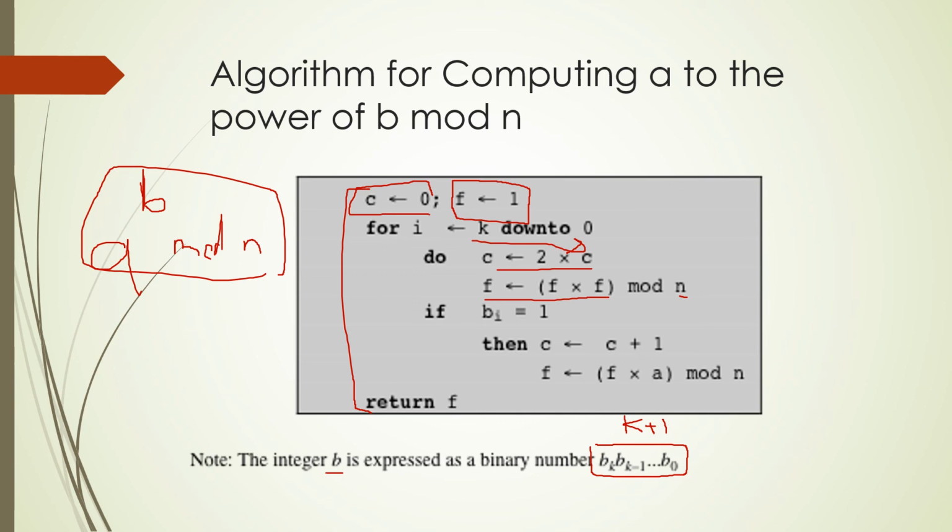And then ask yourself, is the next bit of b equal to 1? Is b_i equal to 1? If that's the case, increment c, do c++, and multiply f by a, and then find the remainder when it's divided by n. That's going to give you the new value for f. Do this until you reach the very last bit of b. When you reach there, f is going to be the final value of the remainder, and that's going to be the end of the algorithm.